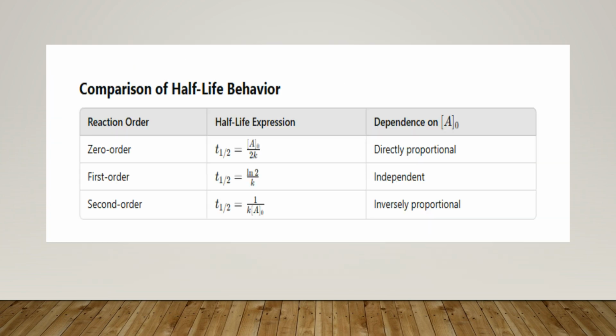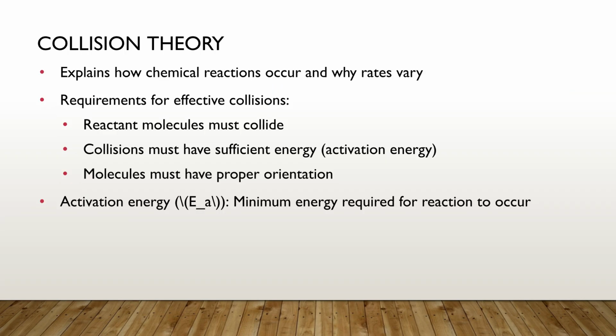This slide serves as a simple visual divider before moving to the next major topic. Collision theory explains chemical reactions. Effective collisions require molecules to collide with sufficient activation energy and the proper orientation. Activation energy is the minimum energy required for the reaction to occur.